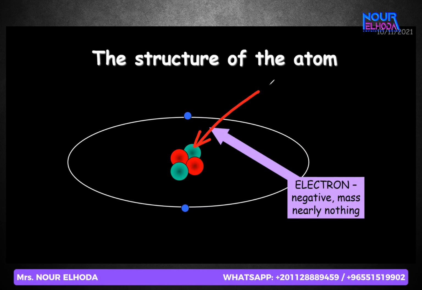2. 2 parts. Exactly, that's true. Okay, 2 types of particles. What are they? They are the protons and then the neutrons.